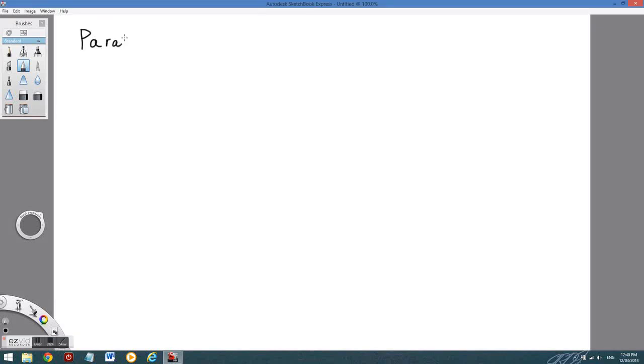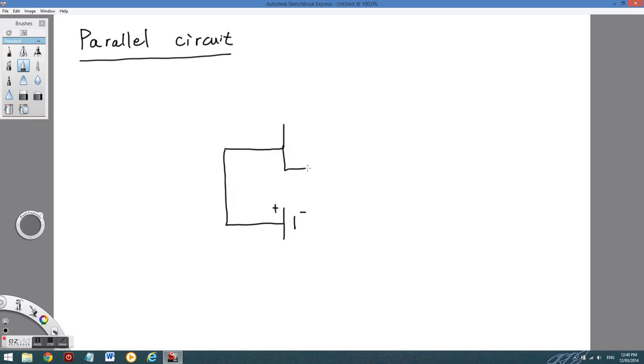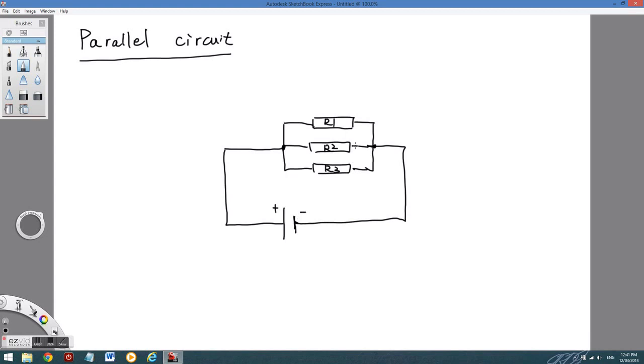Okay, I'm going to introduce you to parallel circuits. So in a parallel circuit, the resistors lie in parallel. What's going to happen is the current actually splits up. As you can see, there's a junction, and the current splits up to each resistor, then comes together.